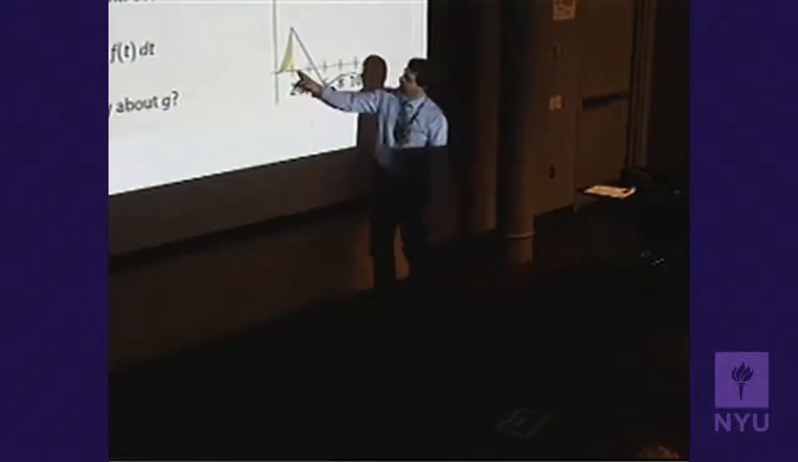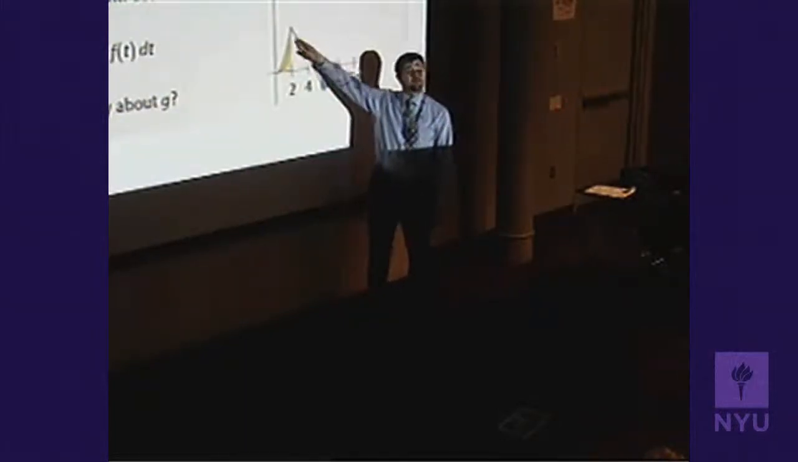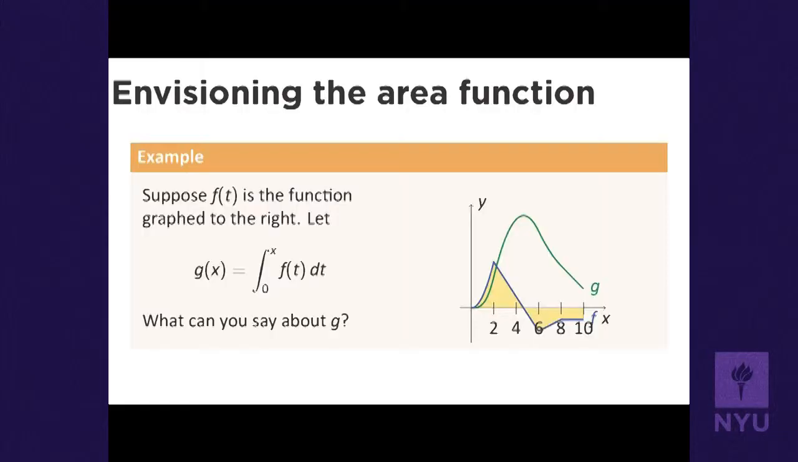Now, between 2 and 4, I am continuing to accumulate area. But the amount of area I'm accumulating per distance in the x direction is not as much. So g will continue to increase, but not as fast of an increase. Between 3 and 4, g will still increase, right? But again, not as fast as it was increasing before because I'm adding less area. And that continues all the way up to this point here. I have now added all of the area under this region of the graph above the x-axis.